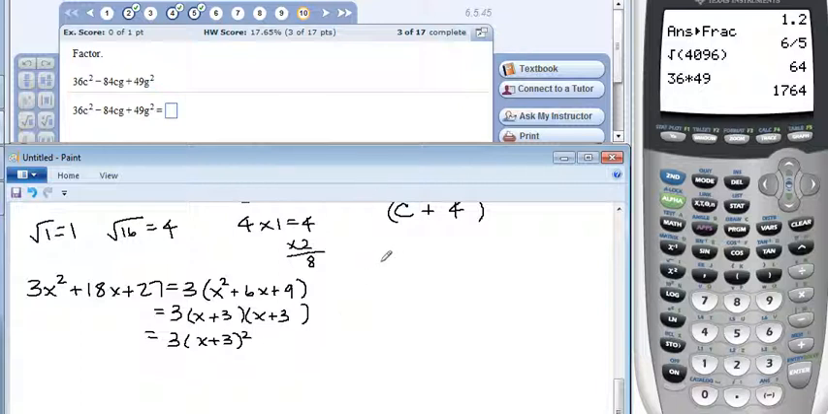So let's look at this one. Ugly, ugly, ugly. Now, is there anything in common with these things? No, there's not. There is nothing in common with the 36 and 84 and 49, so this method is not going to work. So here I could disregard my g's and use the AC method and then put them in at the end if I wanted to. Or I can check for perfect square trinomial.